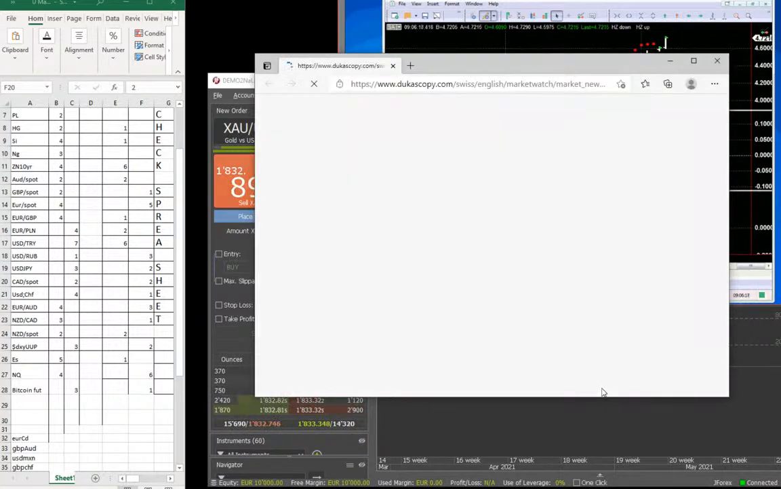Algorithmic trading is mainly known as HFT, high frequency trading. Those guys barely make any money whatsoever.